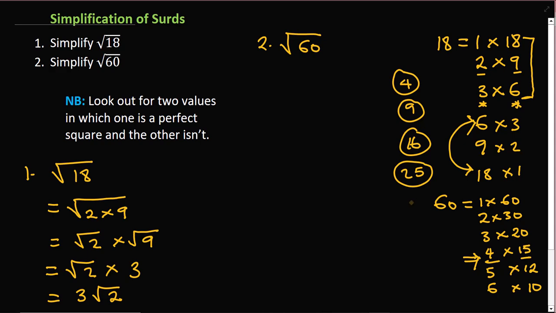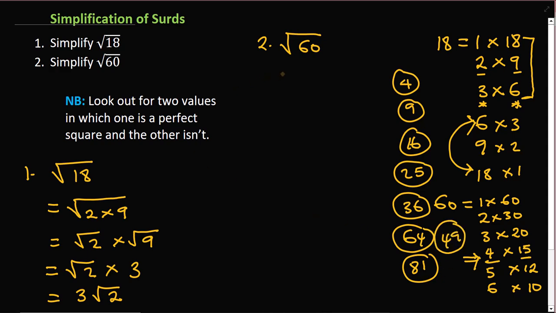What again is a perfect square? 36, 64. What again? Take 81, 49. Yeah, 49. Okay, so let's just continue from here.